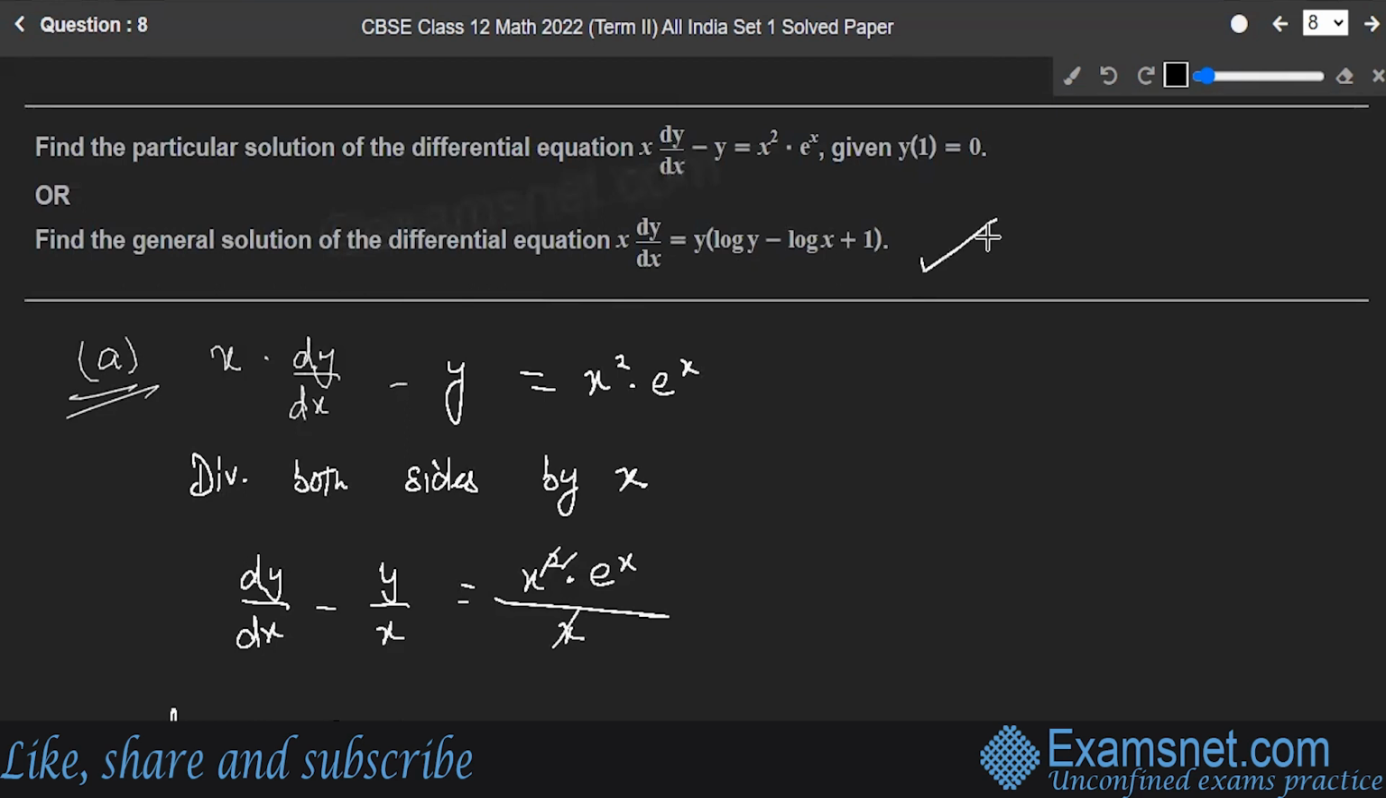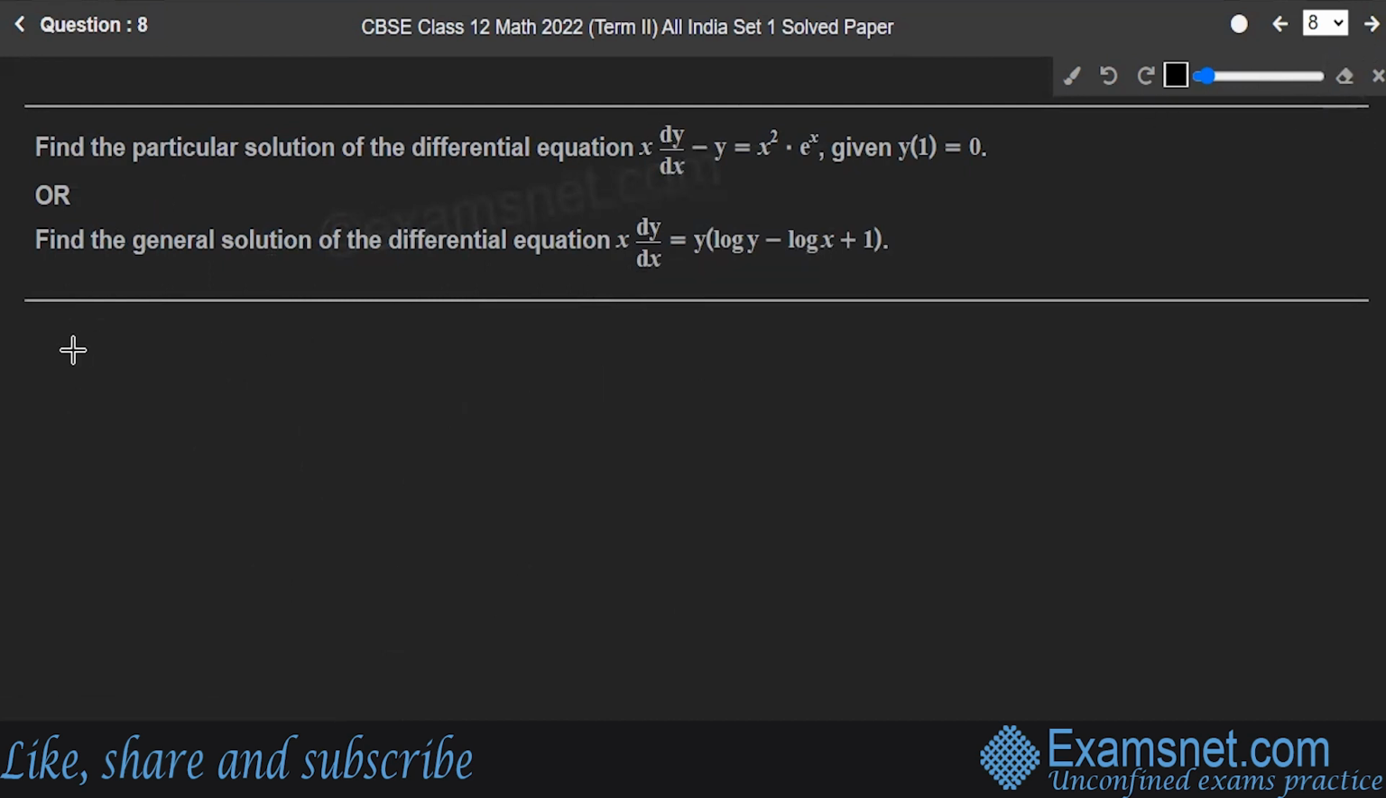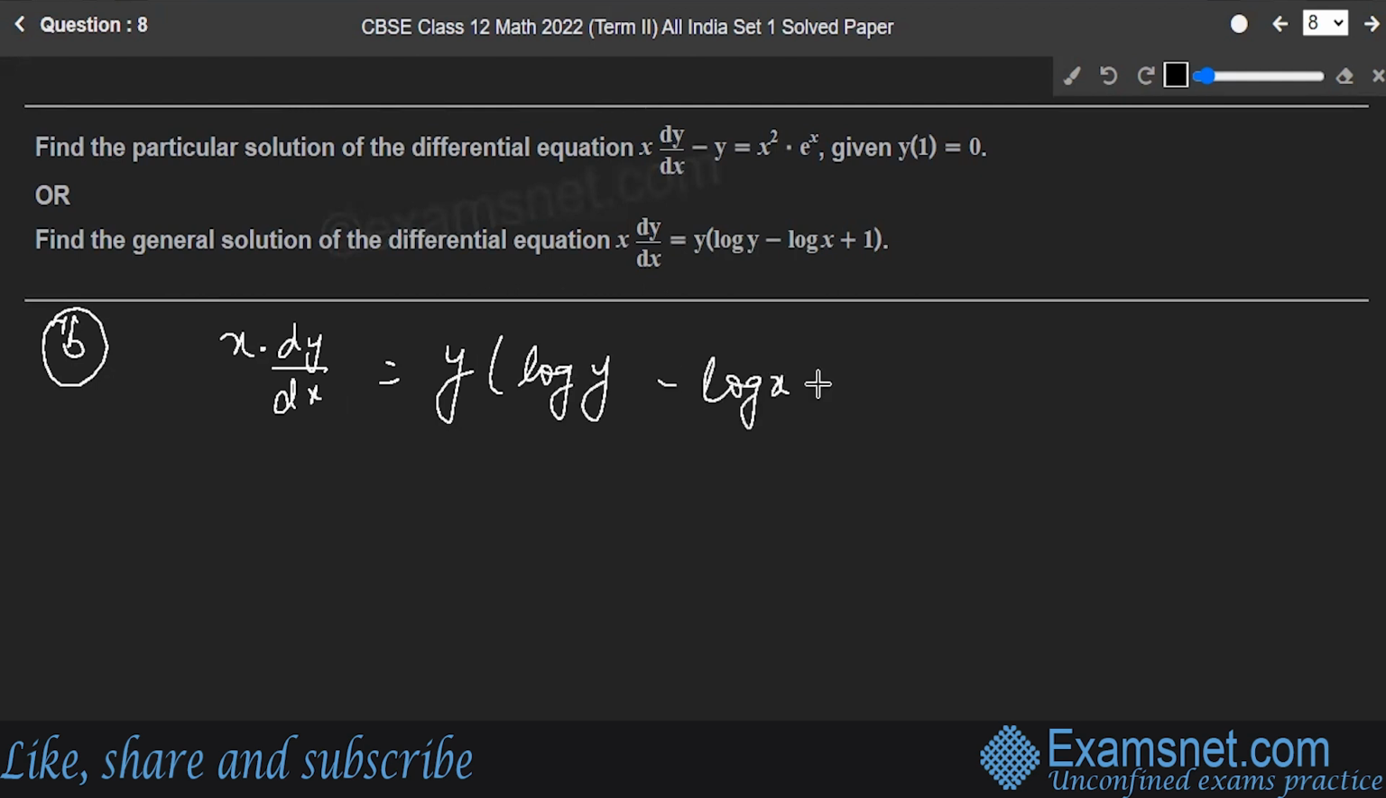Now let's move to the B part, B option of this question. We have to find the general solution of this differential equation. Let's go for that. So here we write down B part. Given differential equation is x into dy by dx is equal to y into log y minus log of x plus 1. Here you have dy by dx is equal to y upon x, which can be written as y upon x into log y upon x plus 1.